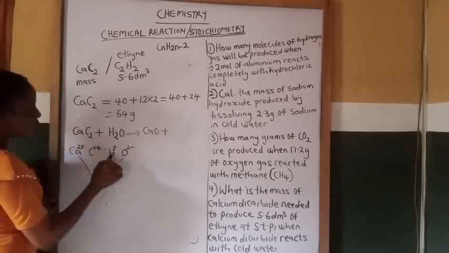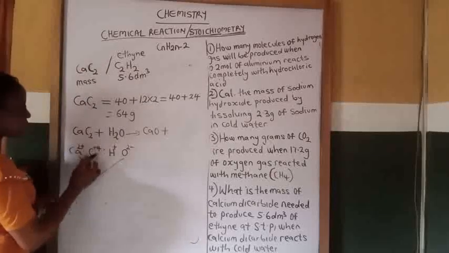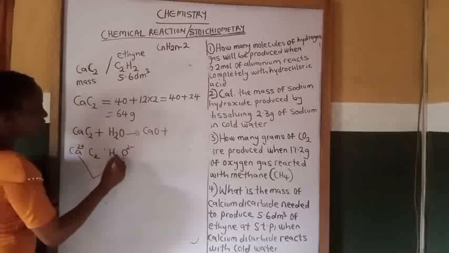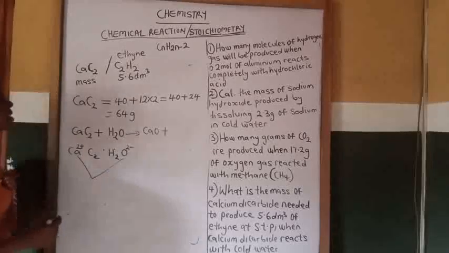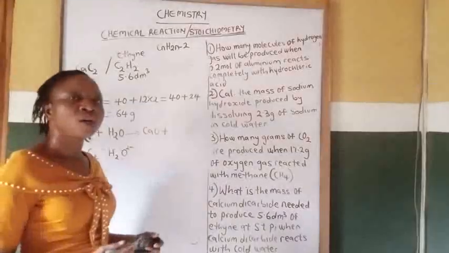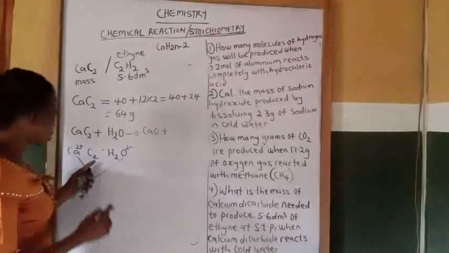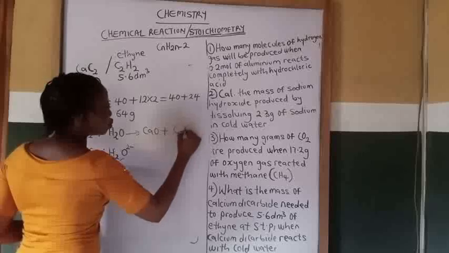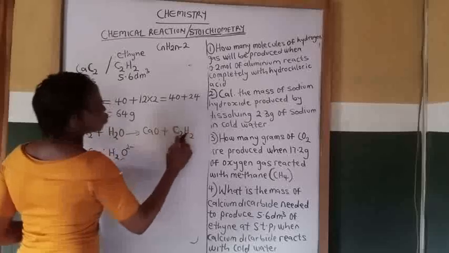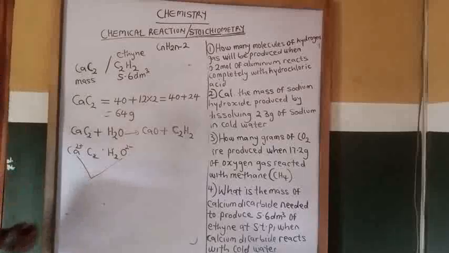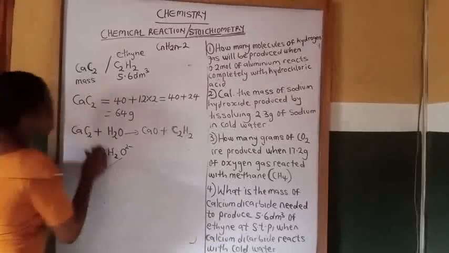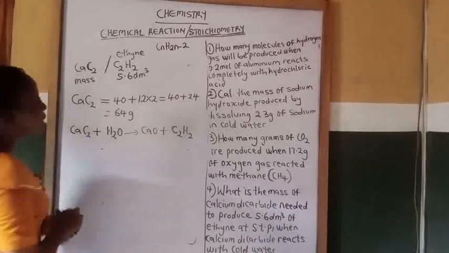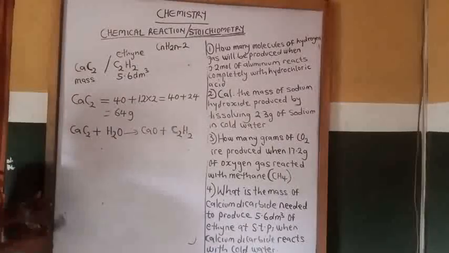Then C will react with H. That is, this C2 will react with H2. We don't balance organic chemistry the way we balance inorganic reactions. So C2 plus H2 will give us C2H2. So C2H2 is our ethane. So we have formed our products. The next step is to balance our chemical reaction.